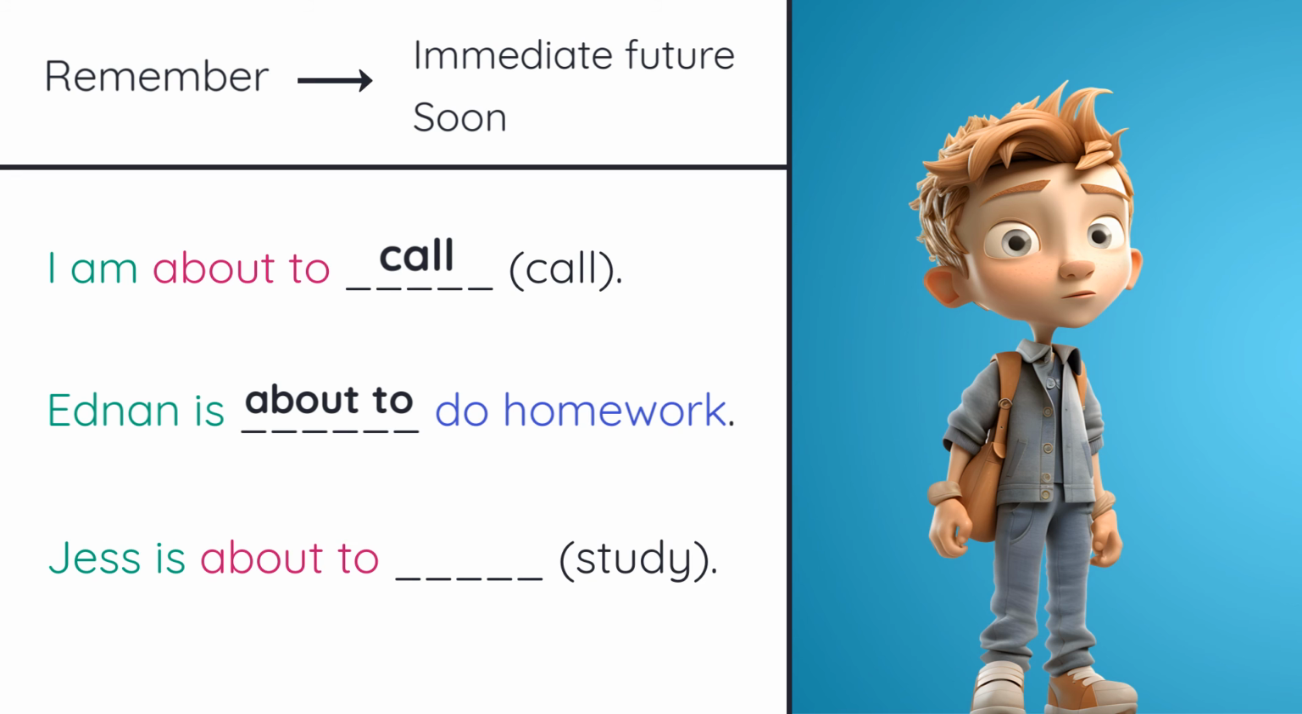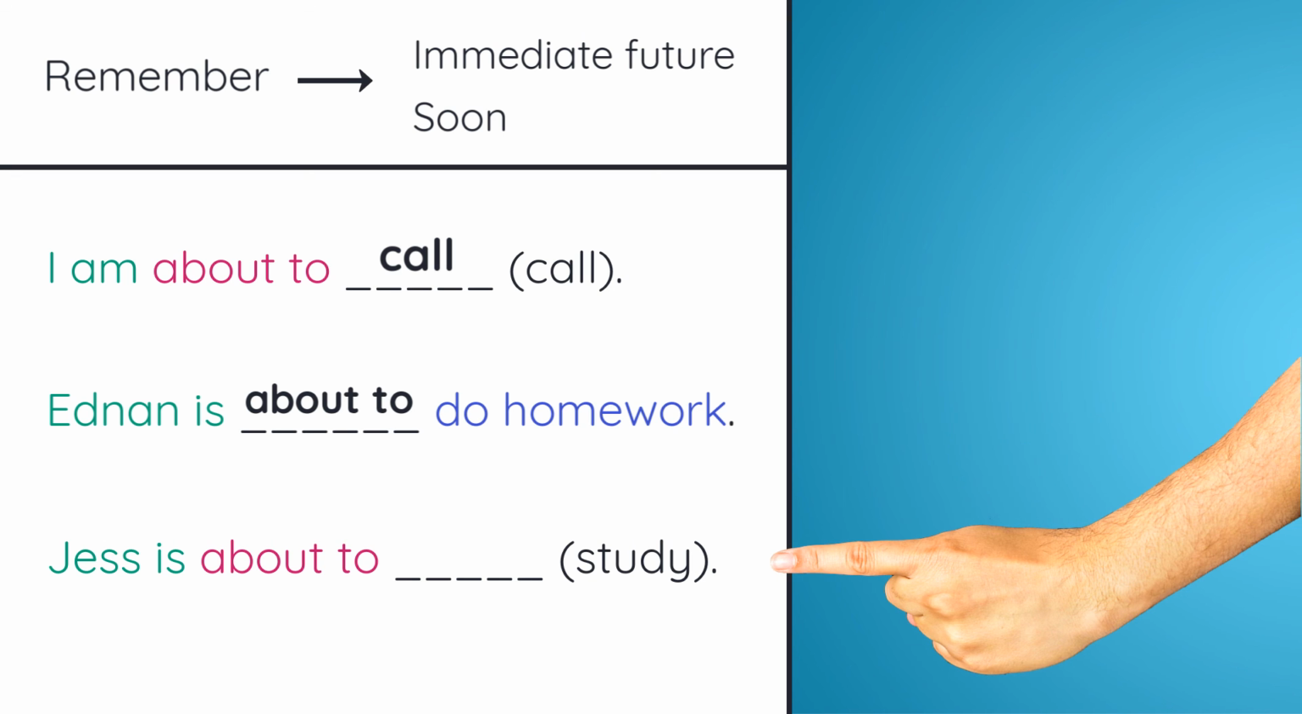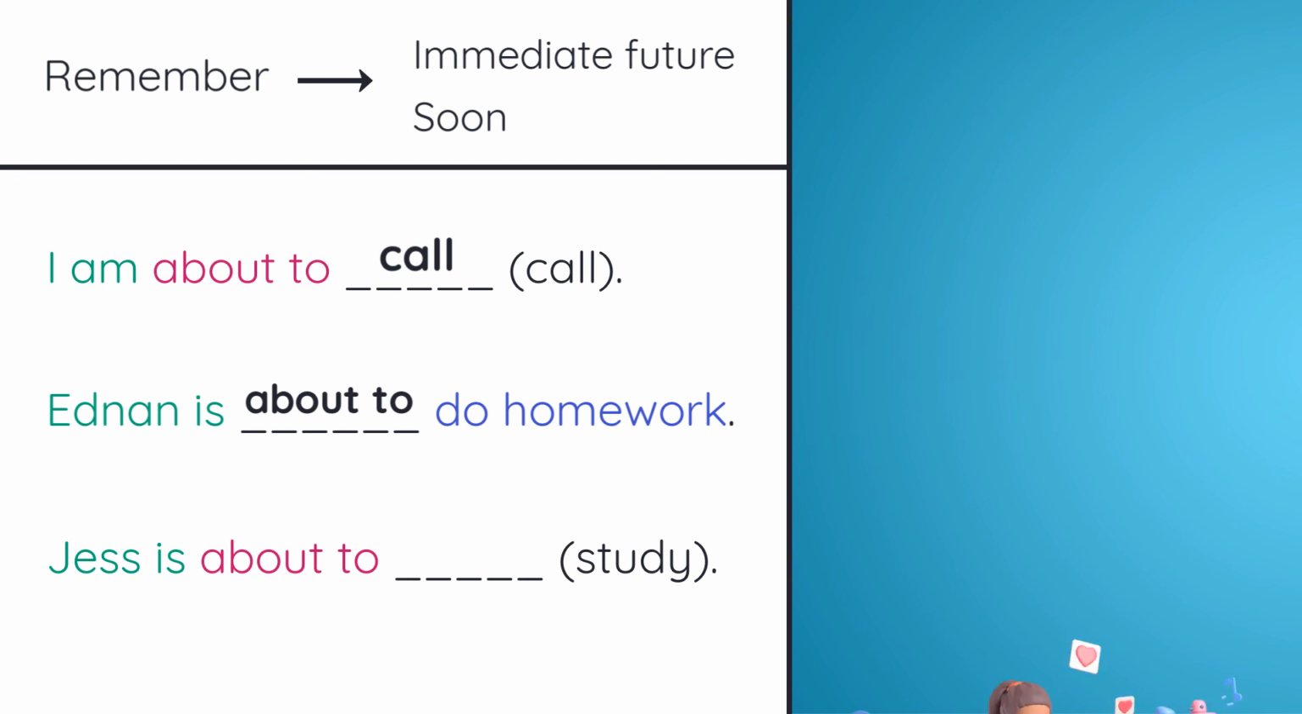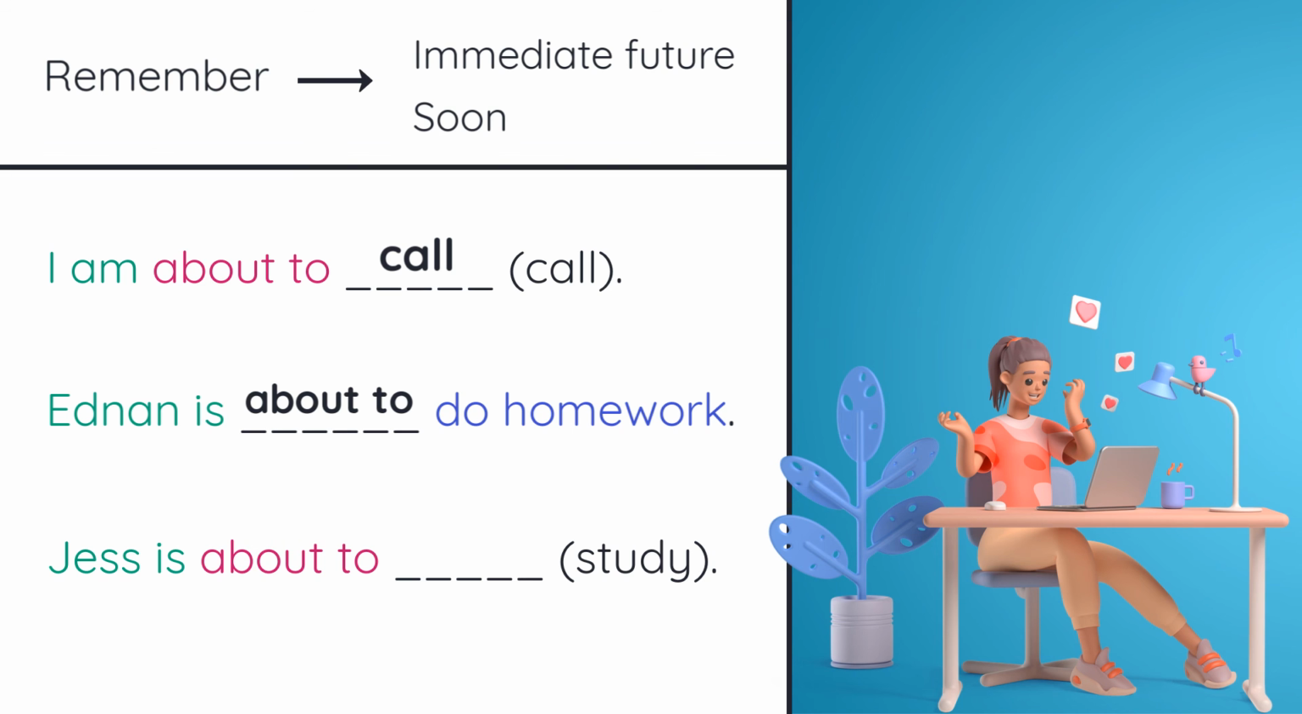Now let's do one more. Jess is about to, and here we have the verb study. So again, very easy. What do we write? Jess is about to study, which means she's going to study soon.